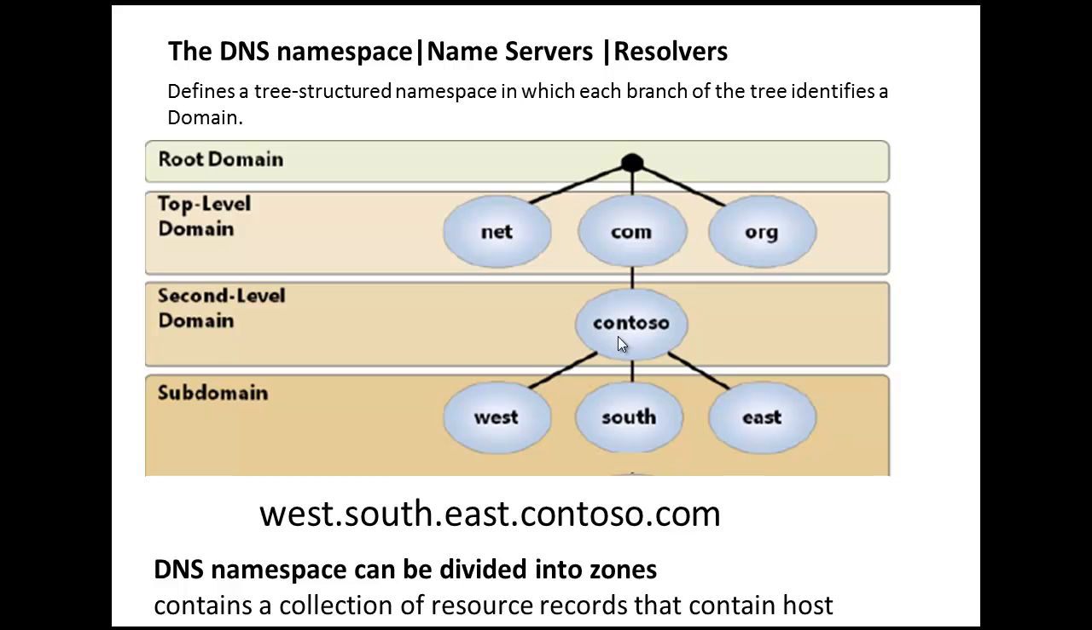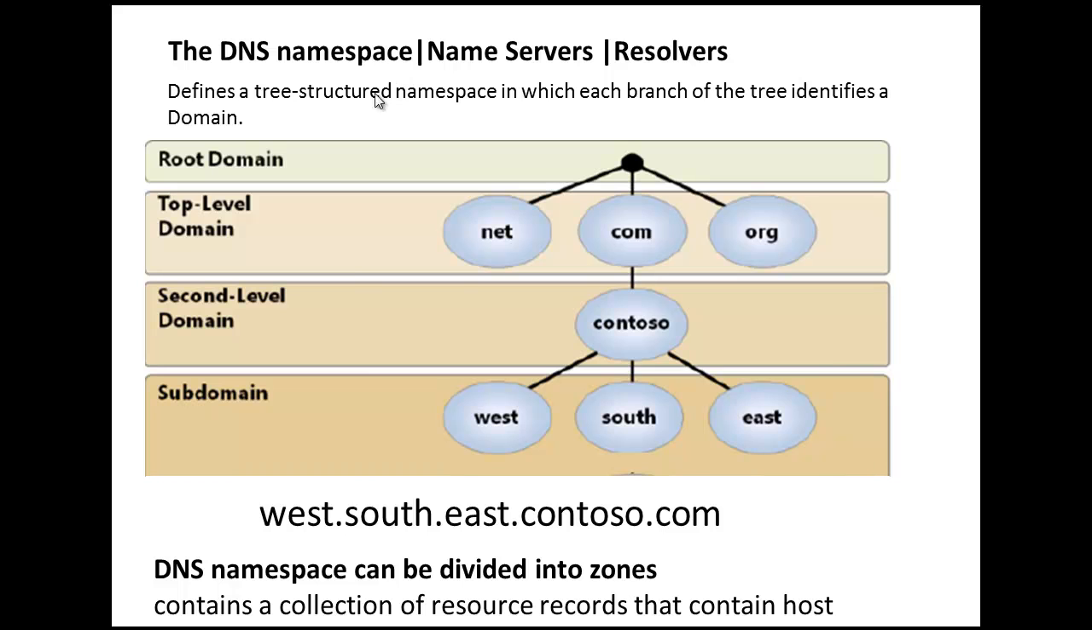And then you might want to create some subdomains. For example, you want to create West domain as a child of Contoso, South domain as a child of Contoso, and East domain as a child of Contoso. So we have the namespace being west.south.east.contoso.com.